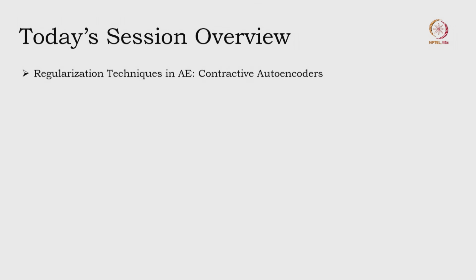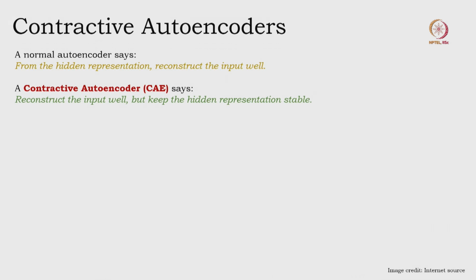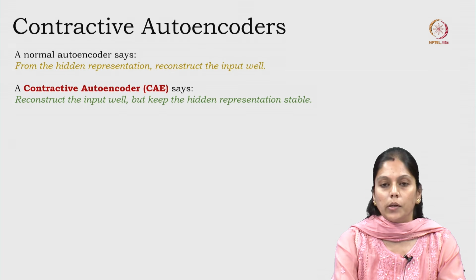In the previous two sessions, we had seen regularization techniques such as denoising and then the sparse. In this particular session, we will see the third technique called contractive autoencoders. So, what exactly is a contractive autoencoder? Before that, let us see what exactly is an autoencoder.